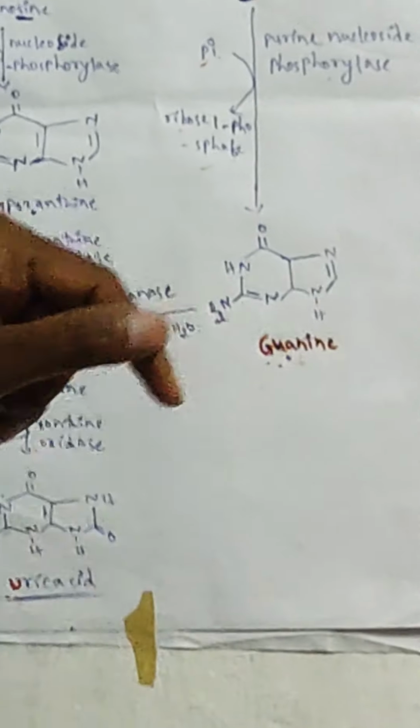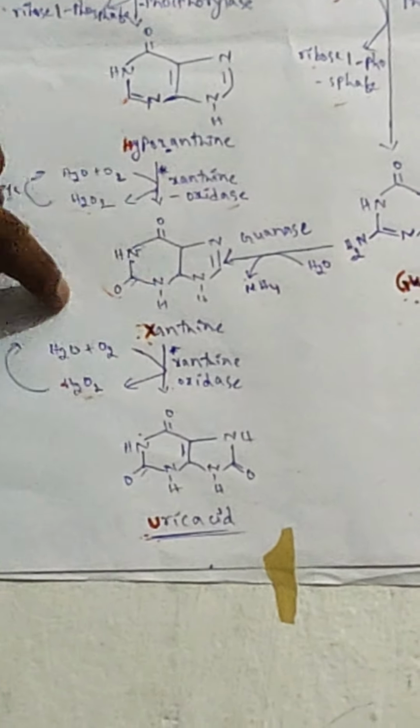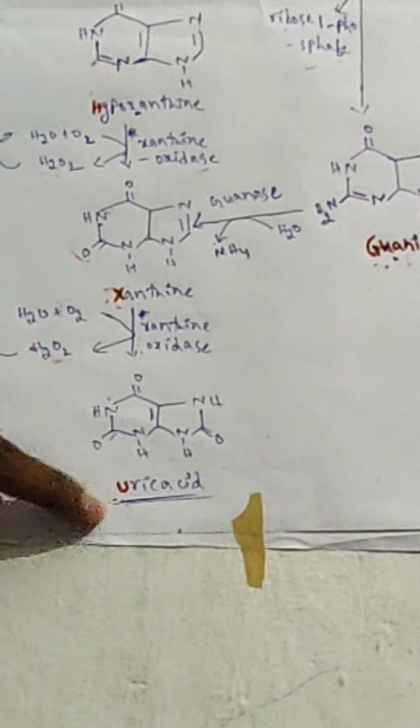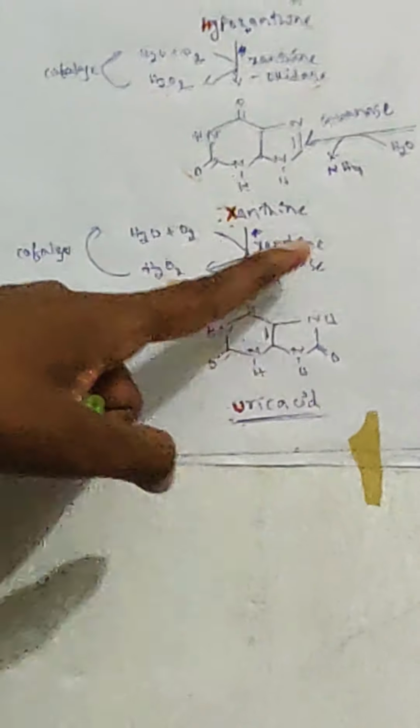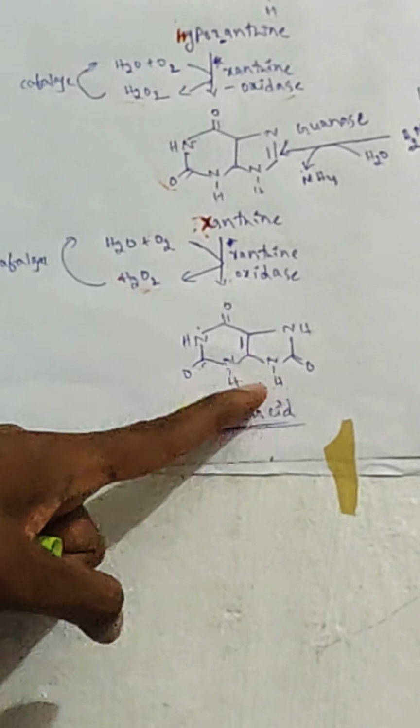Here guanine is formed. Both are converted to xanthine. The xanthine finally gives uric acid. The final metabolic product, or end product, of purine nucleotide catabolism is uric acid. Remember, this is the concept involving the catabolism of purine nucleotides. Thank you very much.